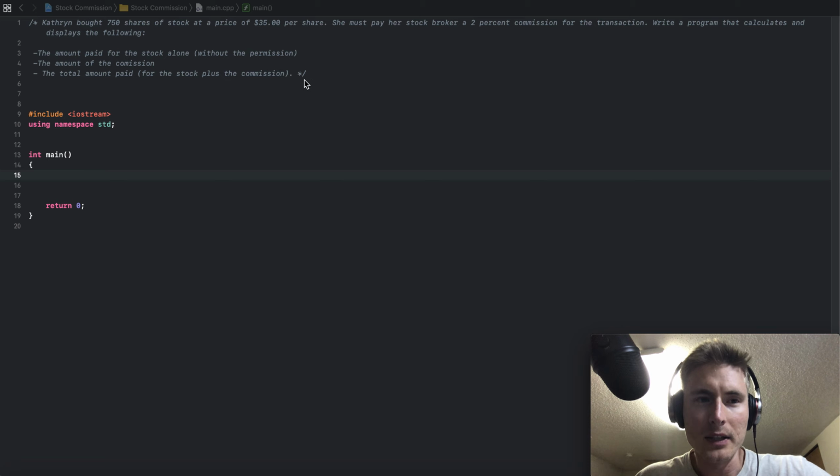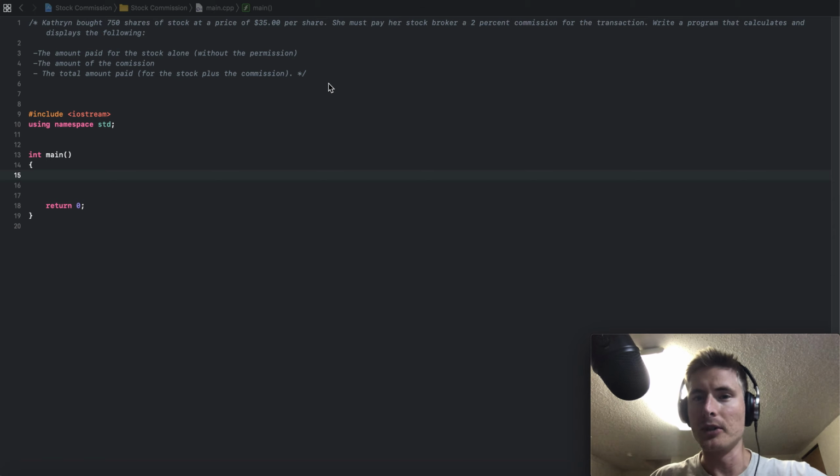Catherine bought 750 shares of stock at a price of $35 per share. She must pay her stockbroker a 2% commission for the transaction. Write a program that calculates and displays the following.